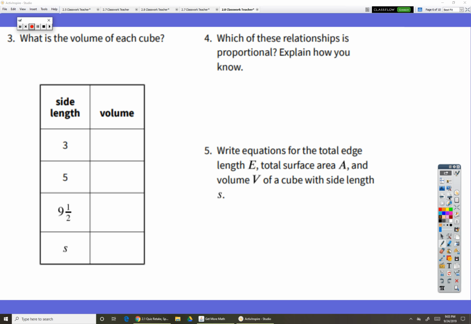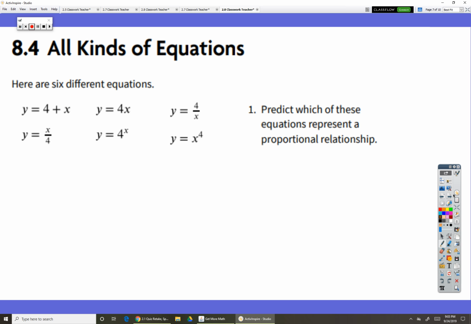All right, looks like we have an extra page in here that we don't need, so let's just move on. 8.4, all kinds of equations. We have 6 different equations, and I would like you to pause the video for a second and predict which of these equations represent a proportional relationship. Then we're going to come back and do a little work, and think about which ones represent a proportional relationship.